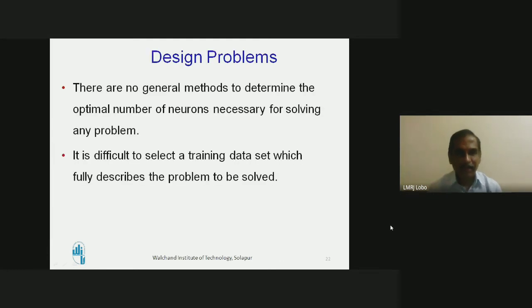There are no general methods to determine the optimal number of neurons to be given as the input for solving any problem, so this becomes a design problem. It is also difficult to select the training data set which fully describes the problem to be solved, because our testing data set is going to be dependent on the model that is created by the training data.